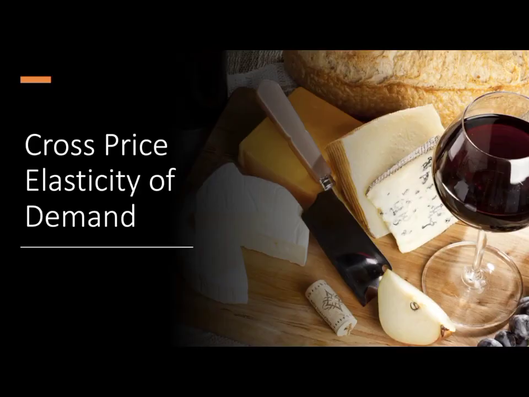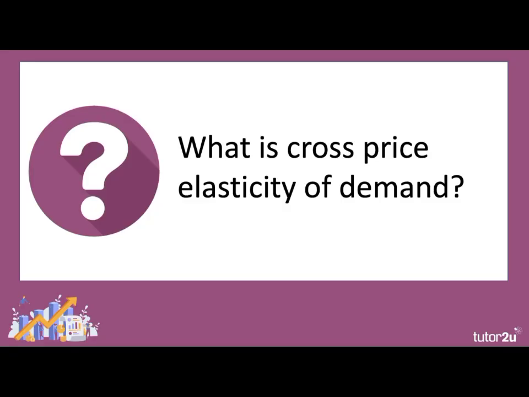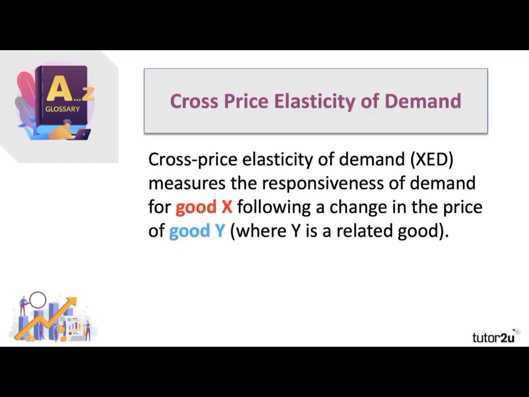So the next one that we're going to discuss is cross-price elasticity of demand. What is cross-price elasticity? Well, of course, it's an elasticity, so therefore it's about responsiveness, and this time we're focusing on the responsiveness of demand for good X, which could be a good or a service, following a change in the price of good Y, where Y is a related good. So we're looking at cross differences in relative prices between two goods or services.